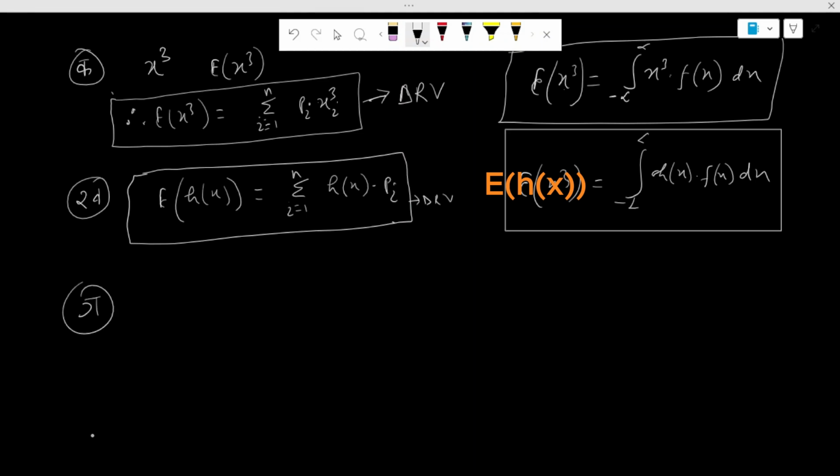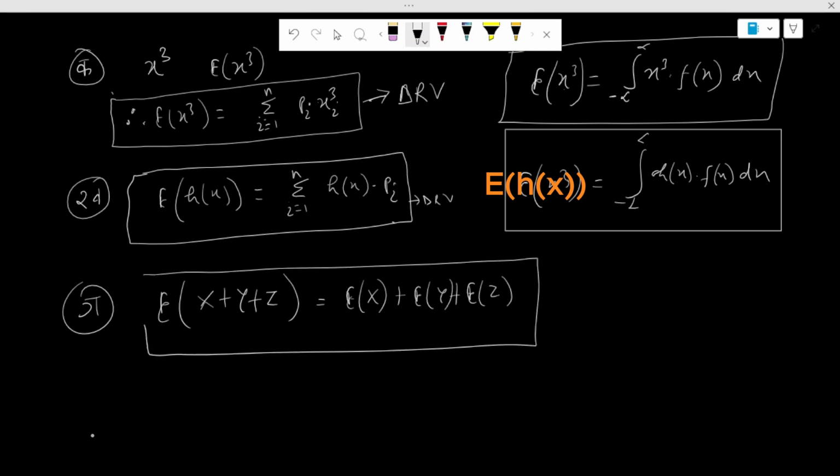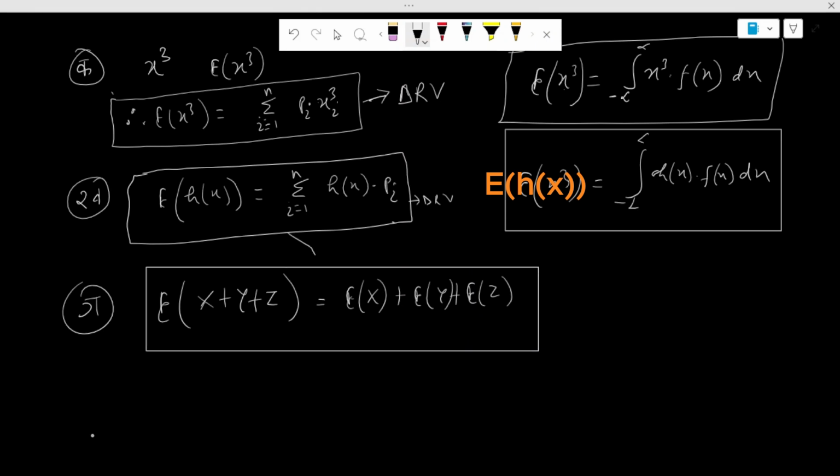And another property: the expectation of the sum of random variables. Let us say x, y, and z are random variables, and we sum them and calculate the expectation. This is equal to the sum of their individual expectations, and this is true for both the discrete random variable as well as the continuous random variable.